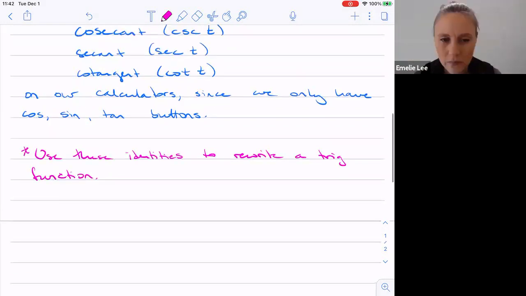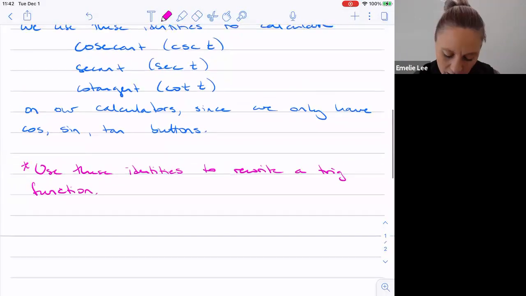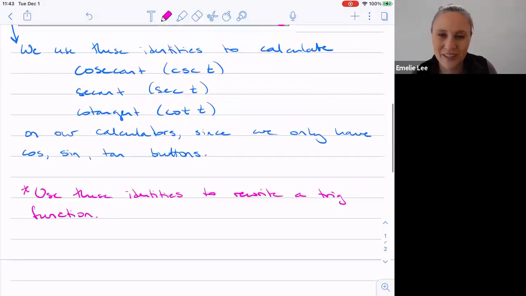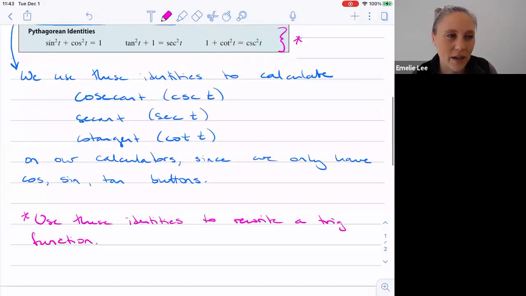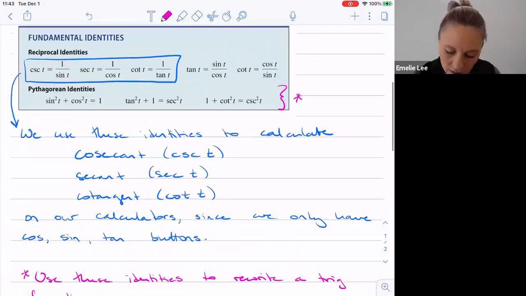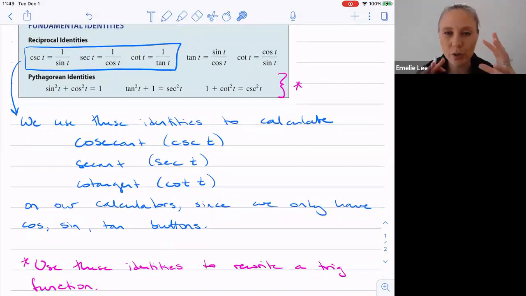So we did an example last day, and hopefully you were able to watch the video from last day and hopefully it made sense, where we rewrote, I think, a tangent function. I don't have those notes on my iPad, so I just have to rely on my memory. I think it was a tangent function of some sort, and we had to rewrite it in terms of cosecant or cosine. So you can kind of change the functions with these identities.